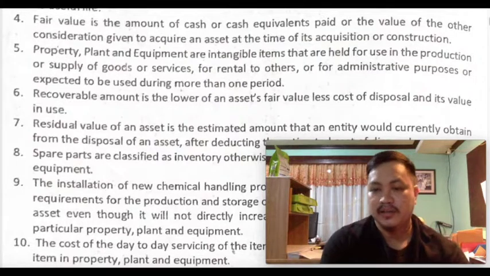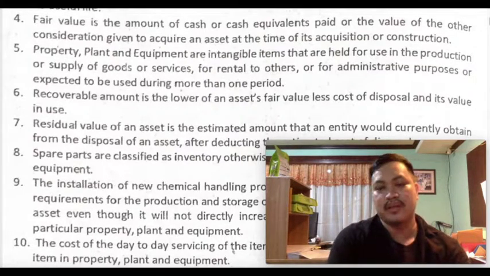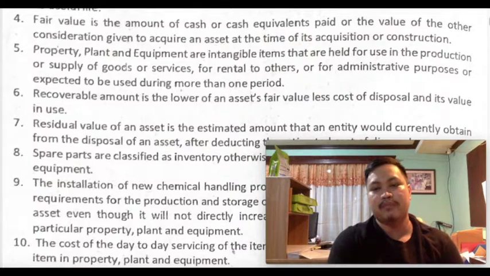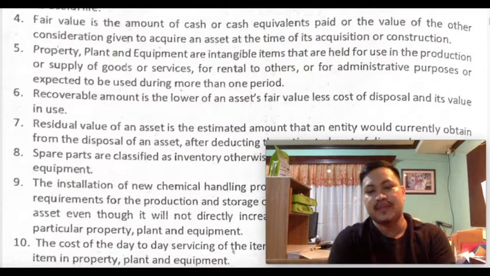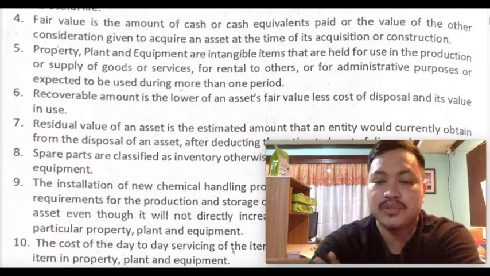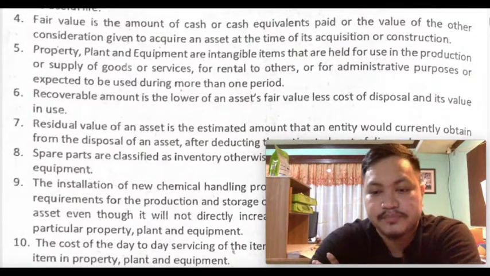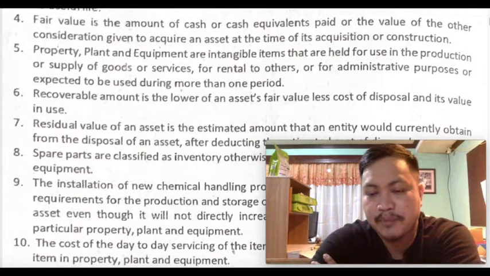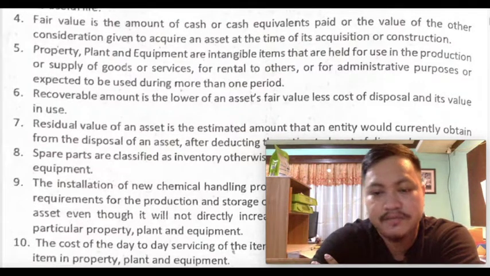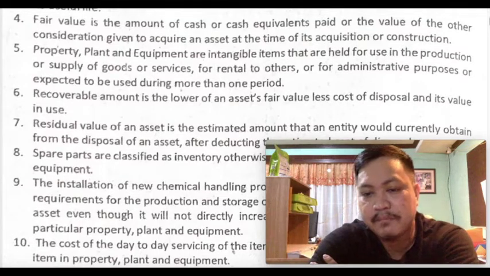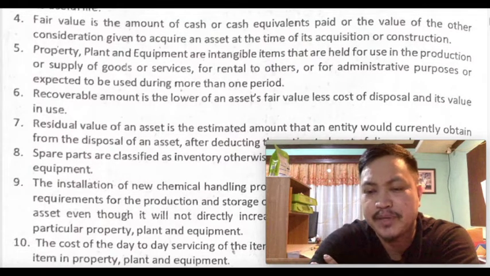Now, thirdly, for an asset to be classified as a property, plant, and equipment, the expected use of the asset must be for more than 1 year. So that is why some books would refer to your property, plant, and equipment as long-lived assets, because for an asset to qualify as a PPE, its expected period of use must go beyond 1 year.